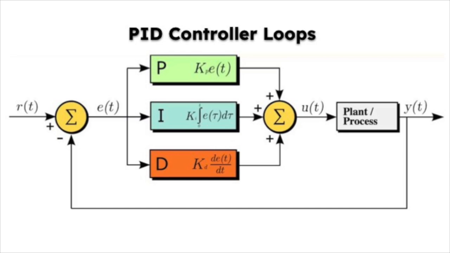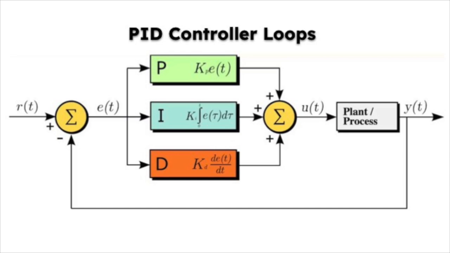Next comes the second term, which is the integral term. This term looks at the accumulated past error. If your aircraft has been drifting slightly off course for a long time, the integral will notice the buildup of error and correct for it. Mathematically, it's using an integral from Calculus 1 to sum up error over time. It's great for reducing steady-state error, but too much can cause overshoot.